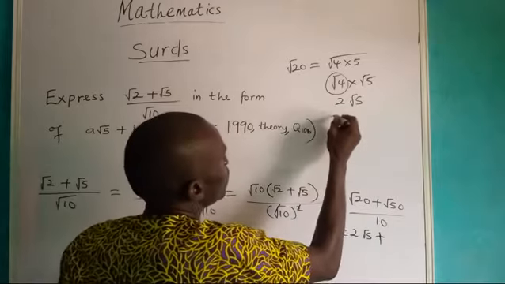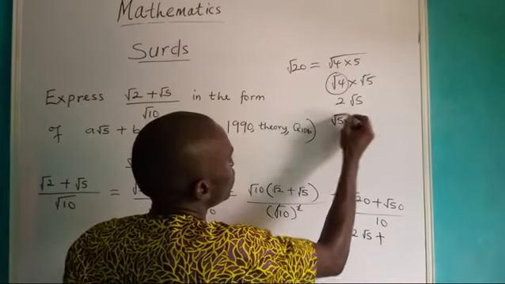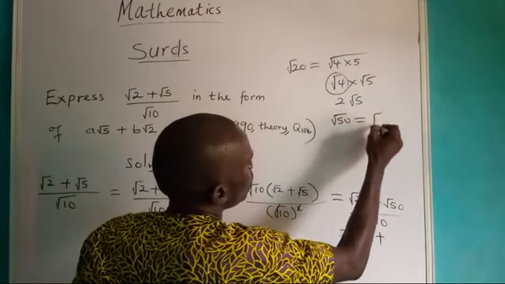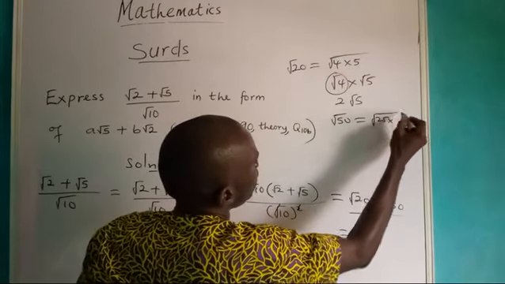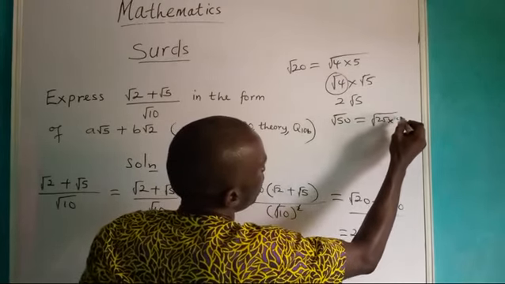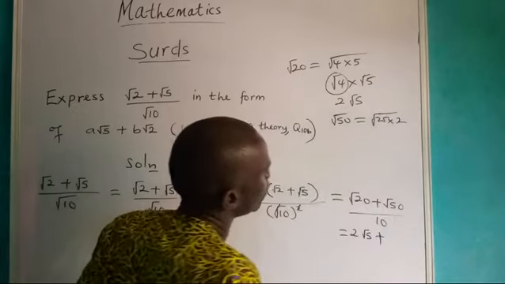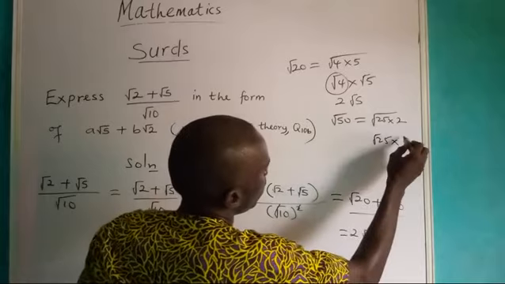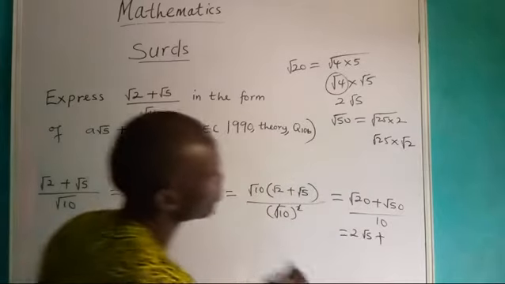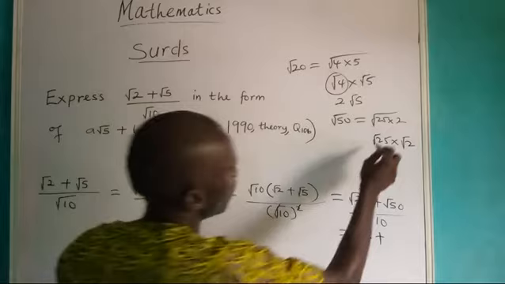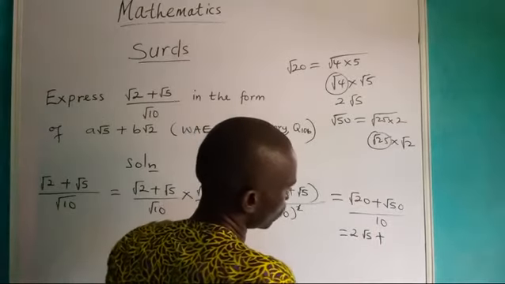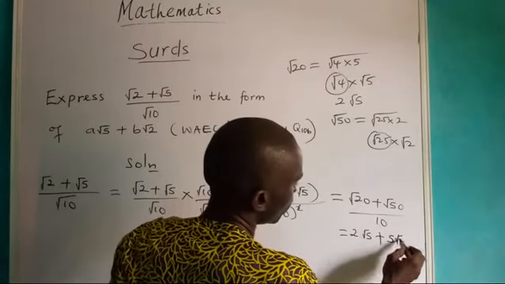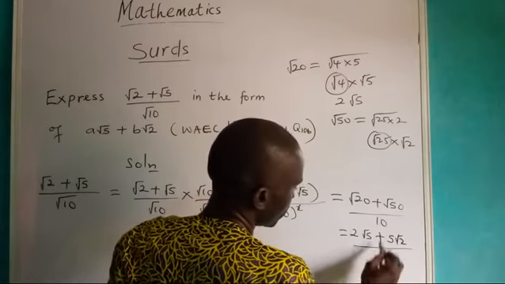For the other one, I have root 50. I need to reduce it to 25 times 2, so the root of 25 and the root of 2. Root 25 is a perfect square, so it becomes 5 root 2. Therefore, this becomes 5 root 2, all over 10.